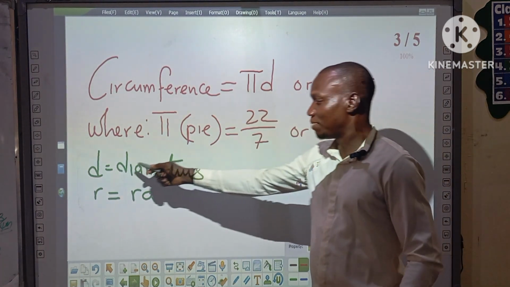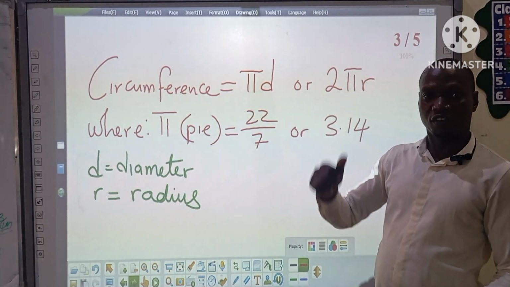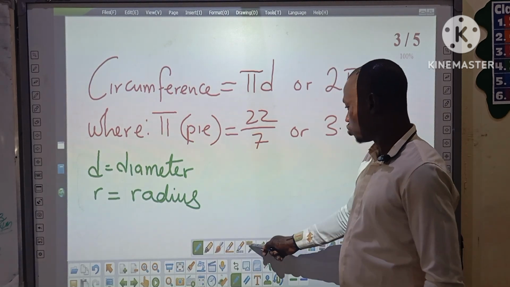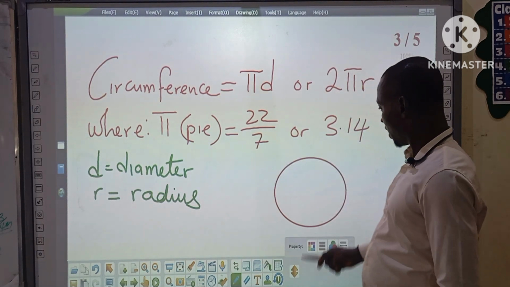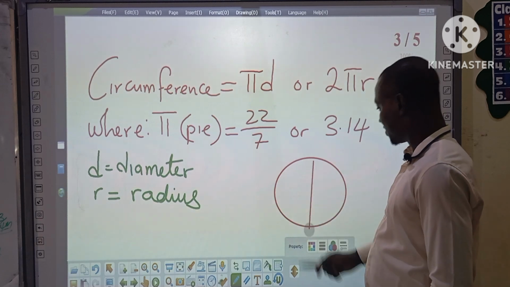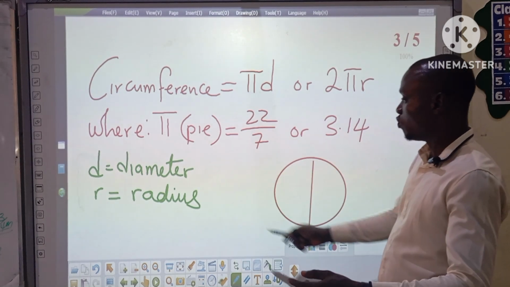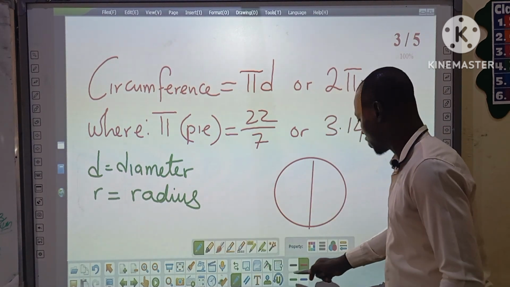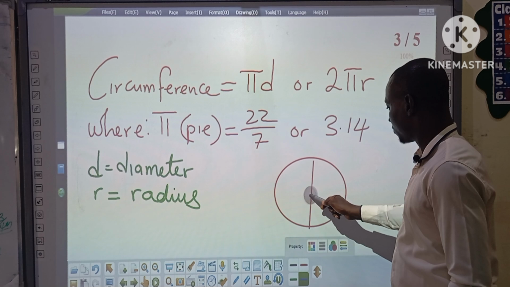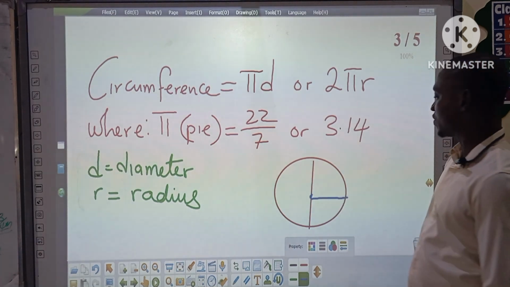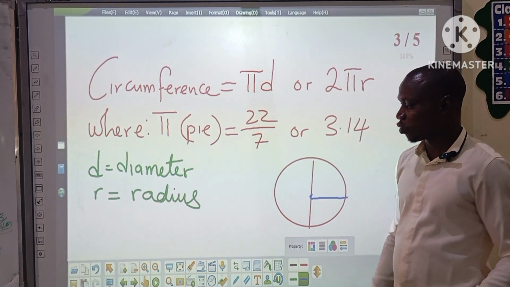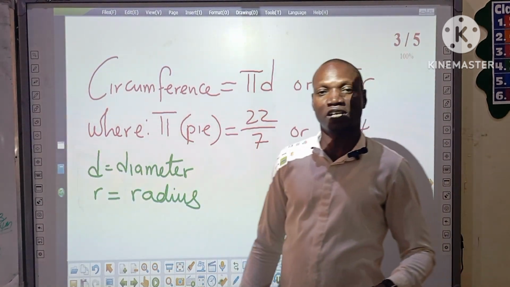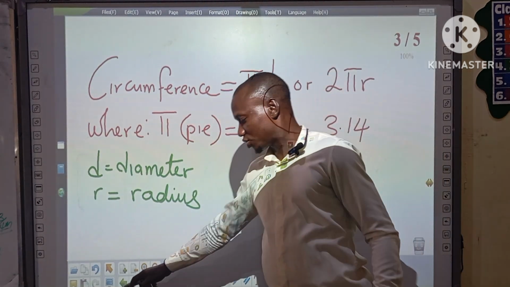While d is the diameter, as we said before in our former video. The diameter is a line that divides the circle into two equal parts. Then the radius is a line that moves from the center of the circle to any part of the circumference of the circle. So with this, we can find the circumference of a circle using two formulas.